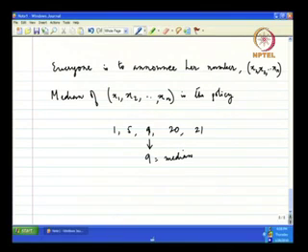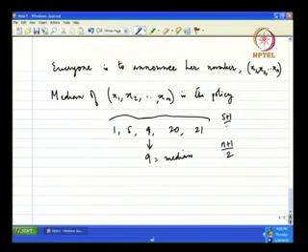So, the middlemost number is how I pick the number. If there are n numbers and n is odd, then how do I decide which is the middlemost? I take n plus 1 divided by 2, because here there are 5 numbers. So, 5 plus 1 divided by 2 is 3. So, the third number is 9.